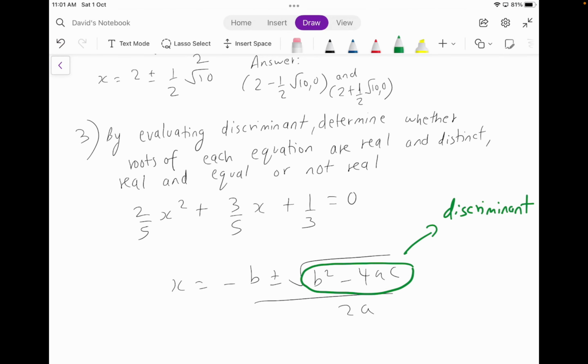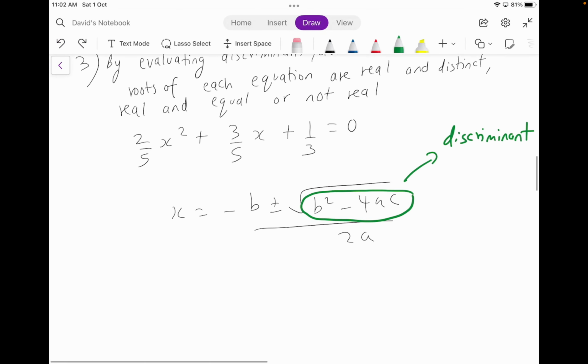It is sometimes denoted by the Greek letter capital delta, like a right angle triangle. You can mention that, but you don't require that kind of knowledge yet for this type of question. So there are three options for the outcome of the discriminant, which I'm going to talk about in a moment. There are three rules that you have to understand.